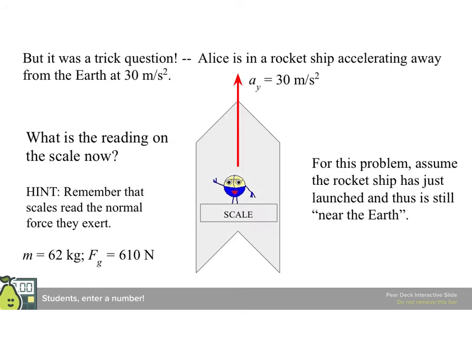Alice is actually in a rocket ship which is accelerating away from the Earth at 30 meters per second squared. What is the reading on the scale now? Remember, the scales read the normal forces that they exert, that her mass is 62 kilograms, making her weight 610 newtons. And for this problem, we'll assume the rocket ship has just been launched, and thus is still, quote, near the Earth, and g is still 9.8 meters per second squared. Take a second to figure out what the scale would read now.